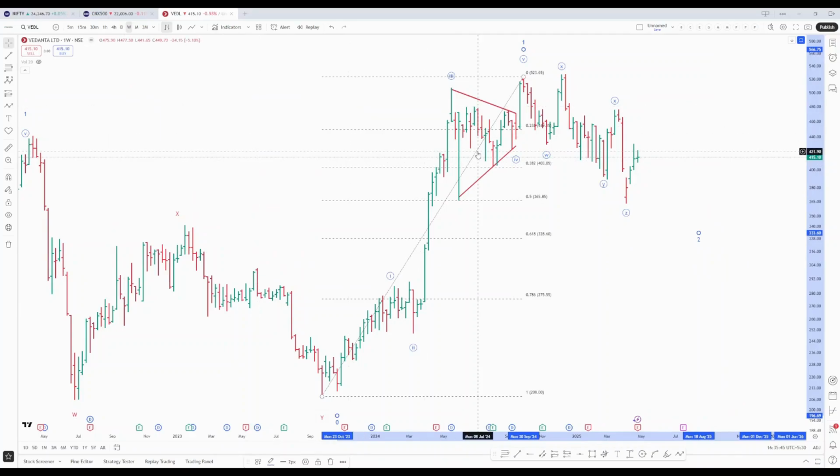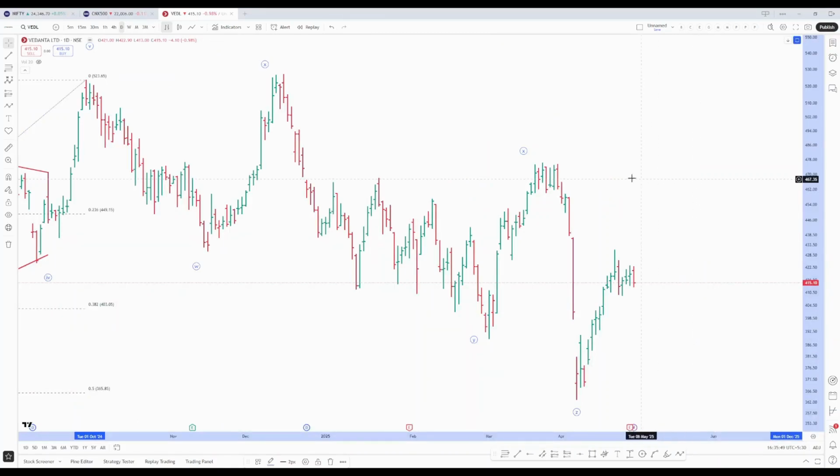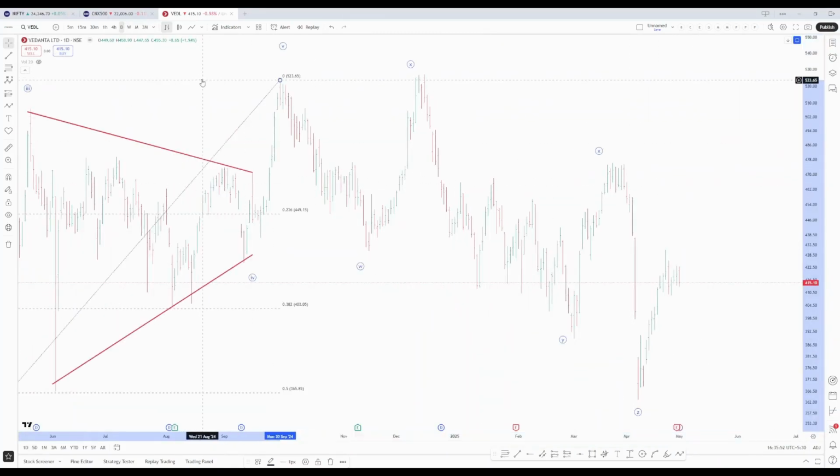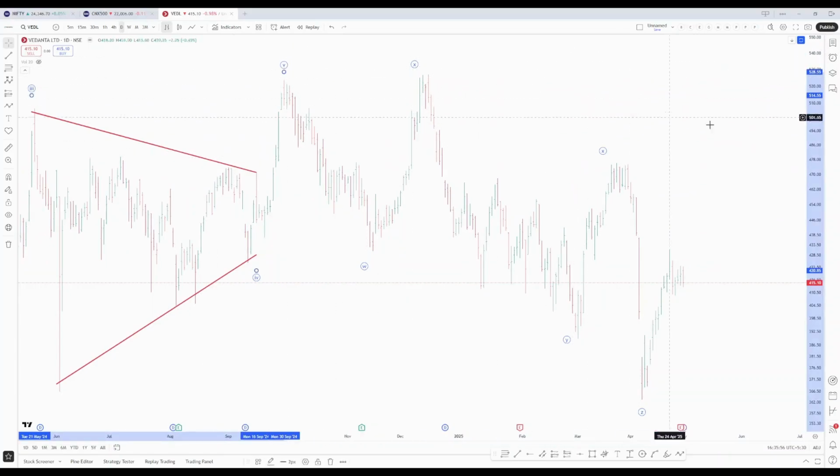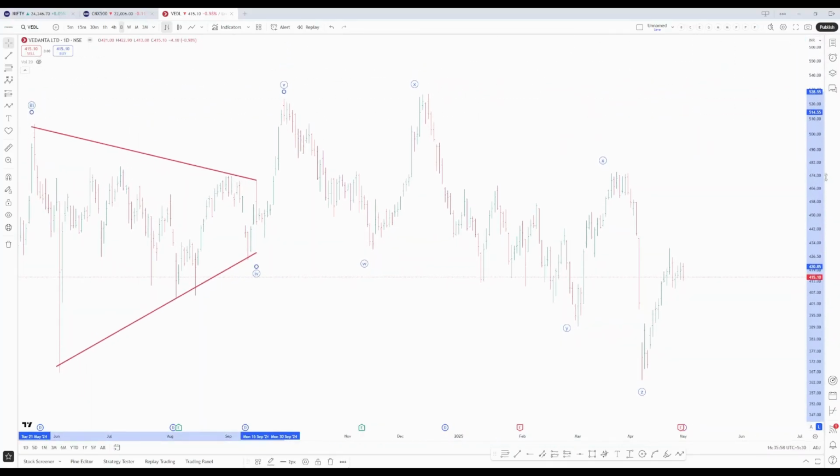So let's go to daily now and see what's going on there. Let me remove this to keep the chart clean. Okay, this is our wave 1.